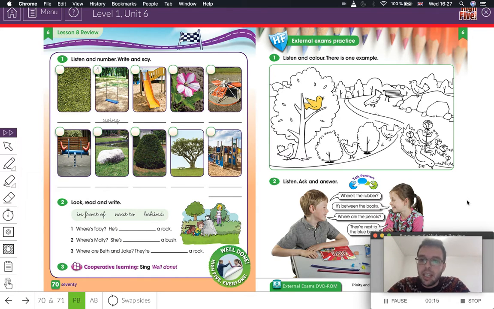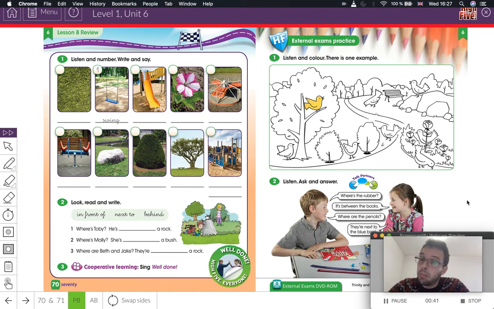Okay, now today we're going to finish Unit 6. All right, so today's class is going to be a revision class. Okay, we will revise all of the words that we have learnt this unit and we will do the review pages in the book.